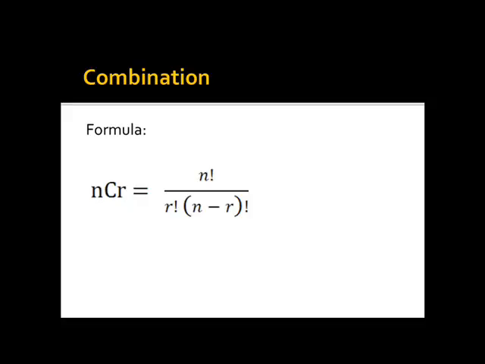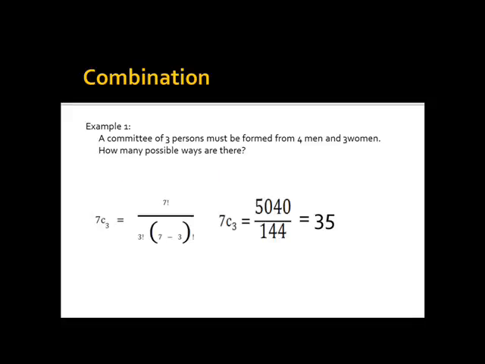The formula for combination is nCr is equal to n factorial over r factorial quantity n minus r factorial, where n is the number of elements and r is the number of cases. Let us proceed to the first example.